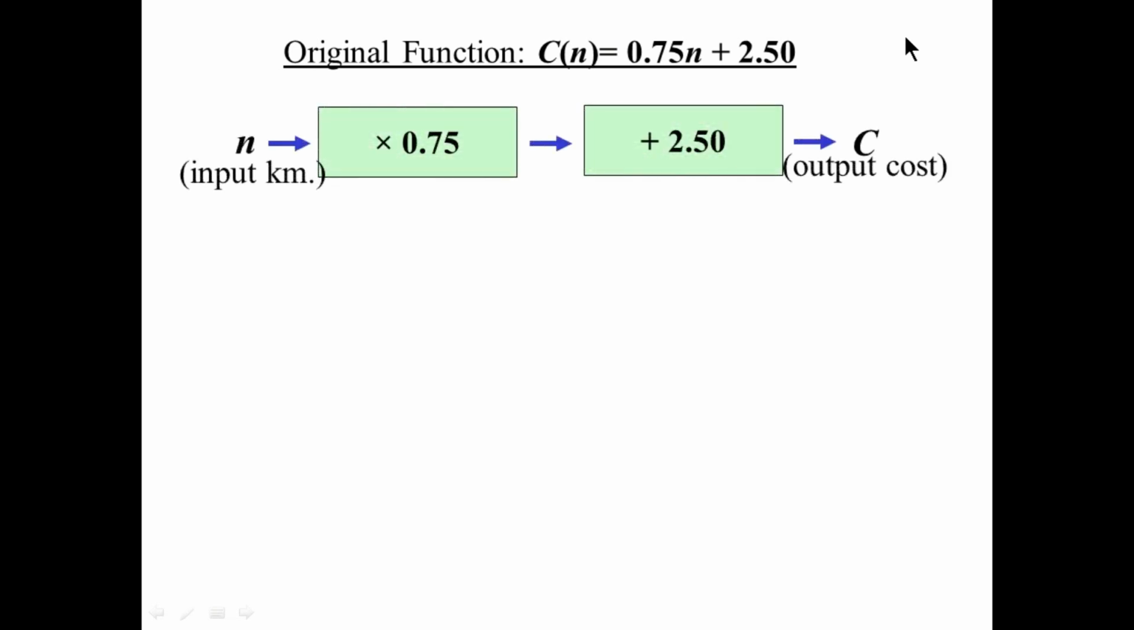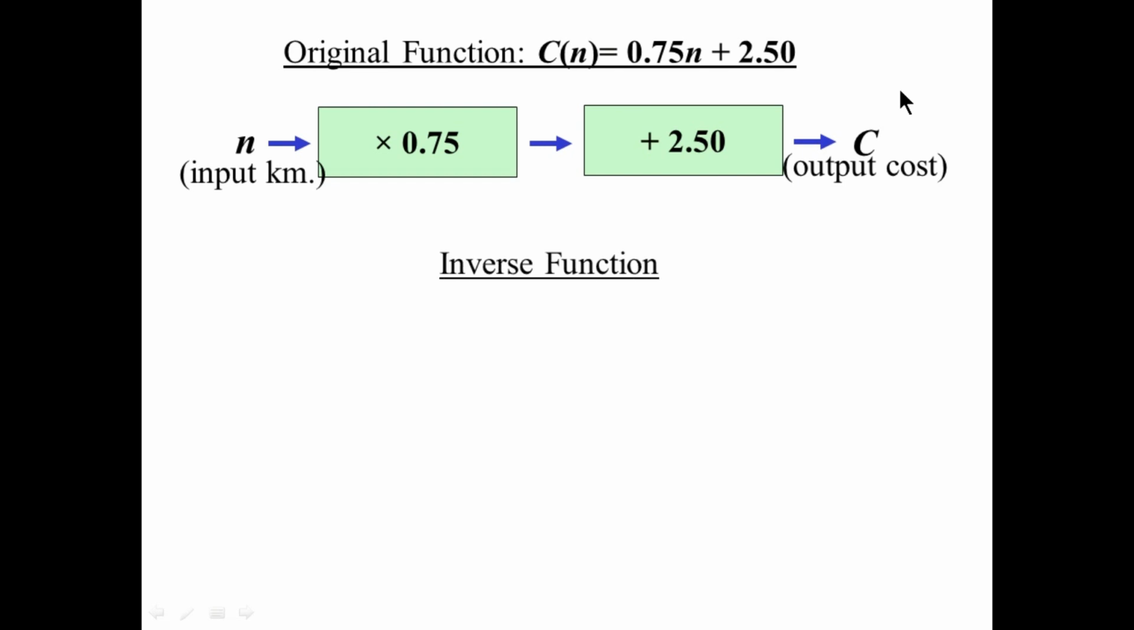So we have the original function, the cost for a given number of kilometers. Using our machine analogy, we would input n, because the input always goes into these brackets, into this part of the equation. Something would happen to it, and the output would be the cost for that n, or C of n. In this case, what happens to it is it gets multiplied by 0.75, and then $2.50 is added to it, and that gives the output cost.